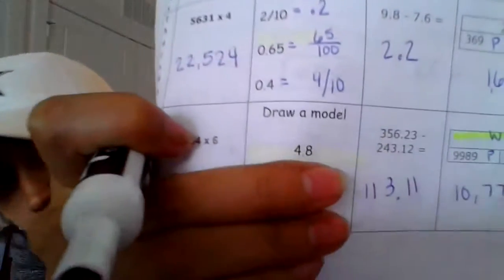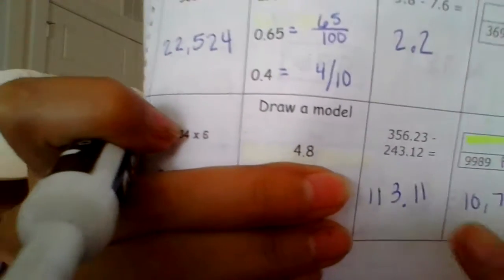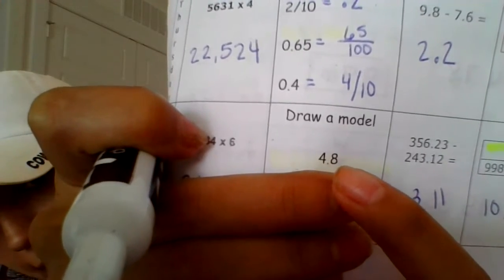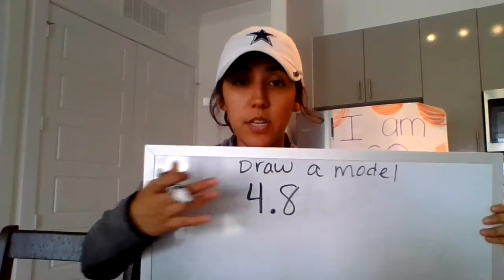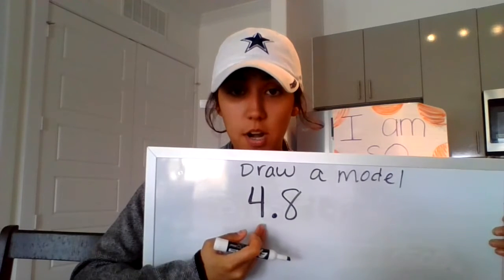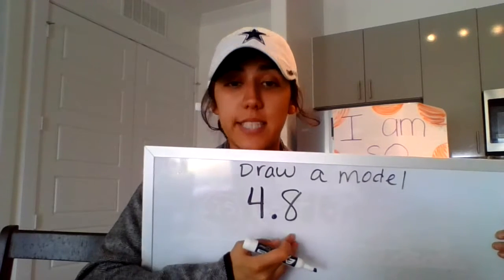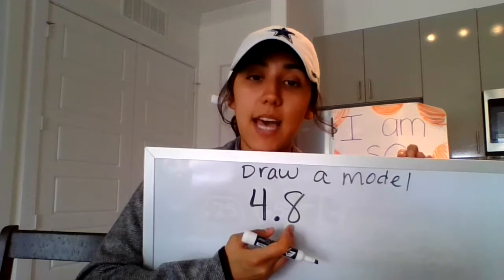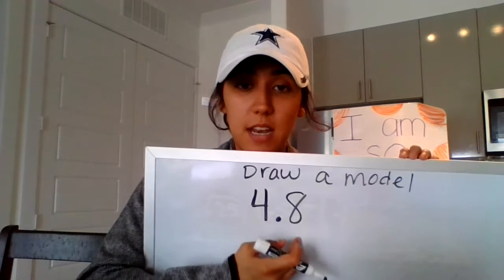Wonderful. All right, on the next column, this one's different. This is the first one we've seen like this. They want us to draw a model that represents 4 and 8/10. Okay? So here we go. So they want us to draw a model of this decimal. Let's read this decimal together. 4 and 8/10. We say tenths because that is the place value that 8 is in.